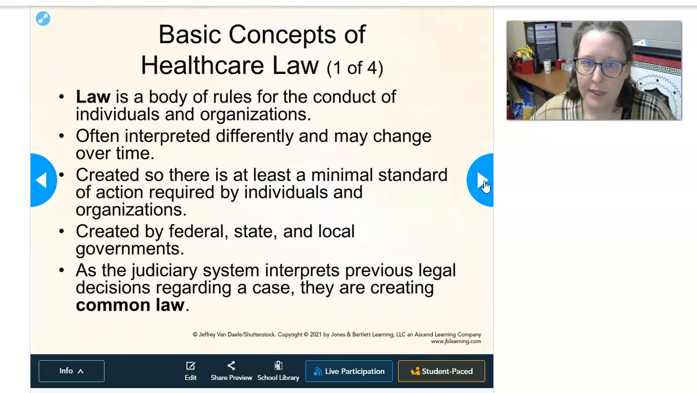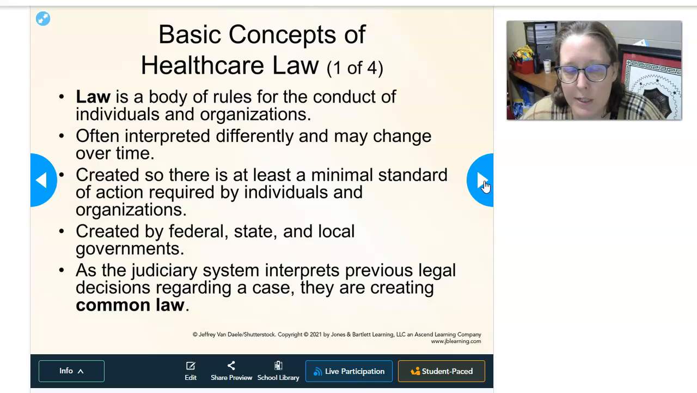Let's look at some basic concepts of healthcare law. First of all, law is a body of rules for the conduct of individuals and organizations. It is often interpreted differently and it may change over time. It is created so there is at least a minimal standard of action as required by individuals and organizations, and it is created by federal, state, and local governments.